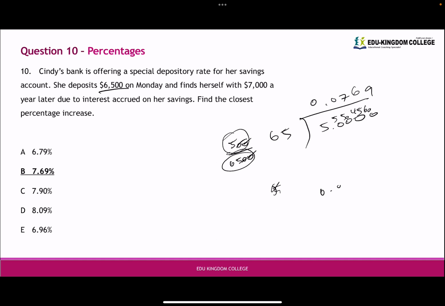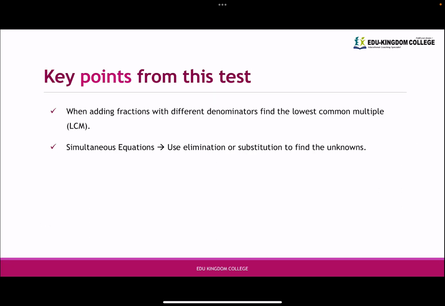So you get 0.0769 as your decimal, but you need to times it by 100% to get a percentage. So times decimals by 100 to get a percentage. So move the decimal point over, and you get 7.69%. So B.